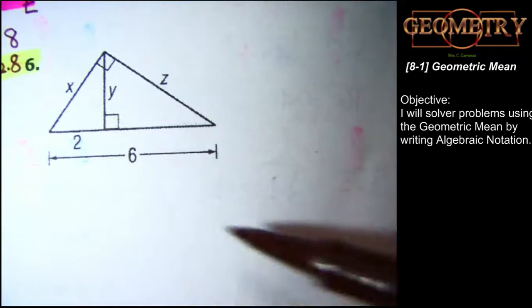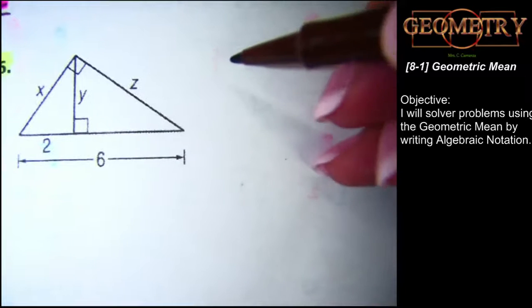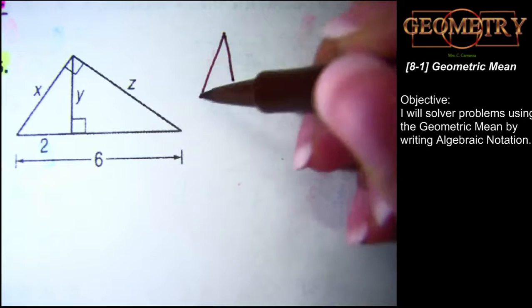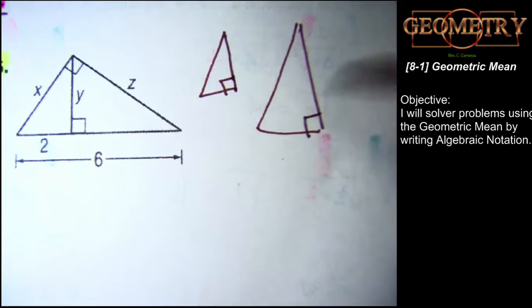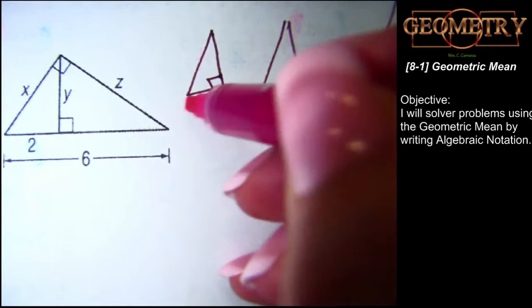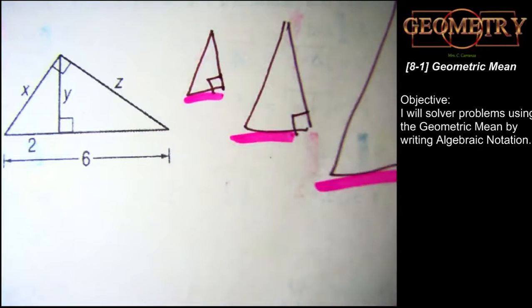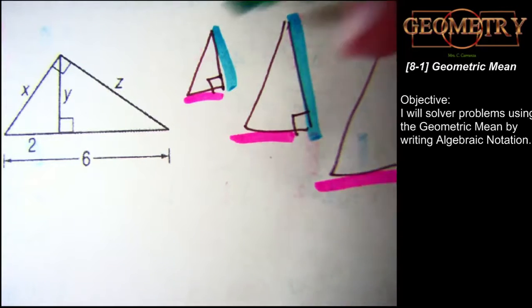All right. The hardest part is figuring out our triangles. So we're going to set up our triangles. The small triangle, the medium triangle, the big triangle. Short sides, I'm going to do pink. Medium sides, I'm going to do blue. Hypotenuses.